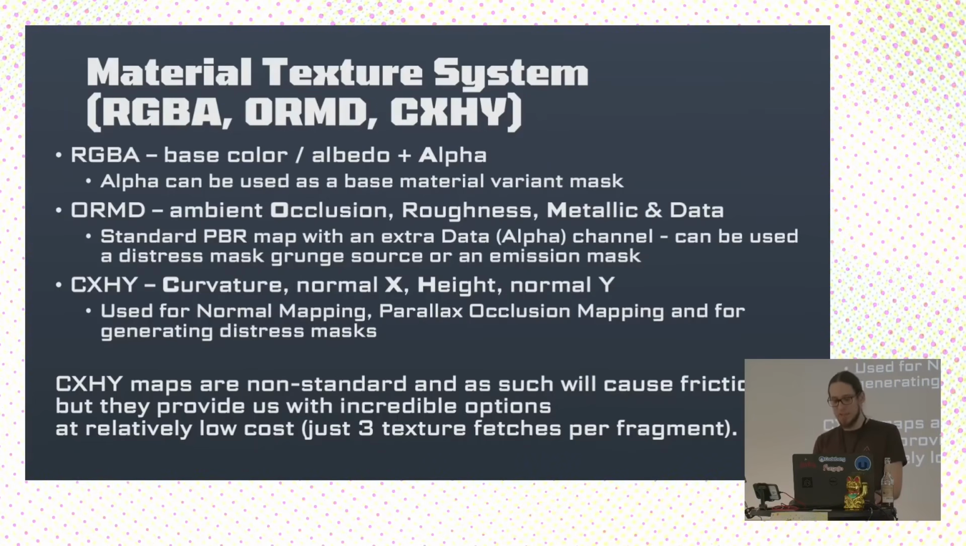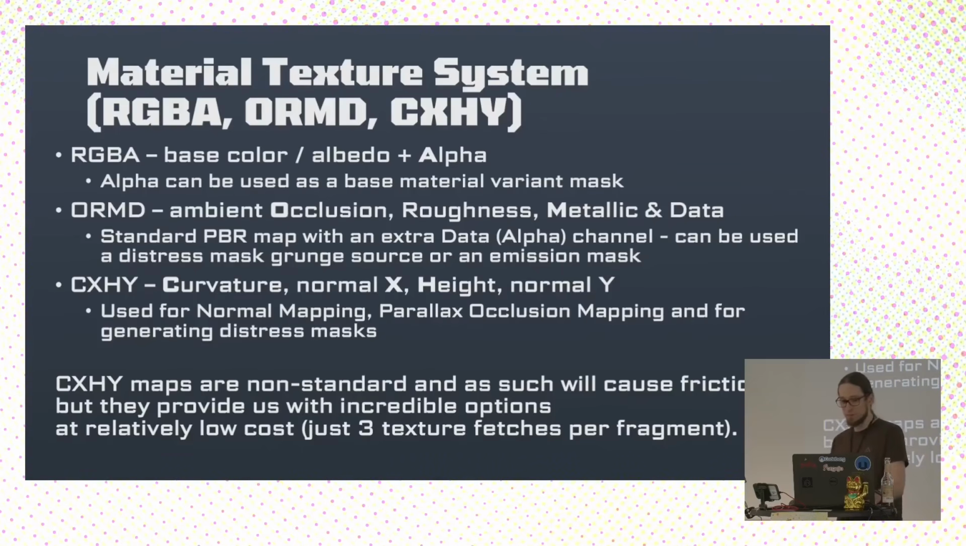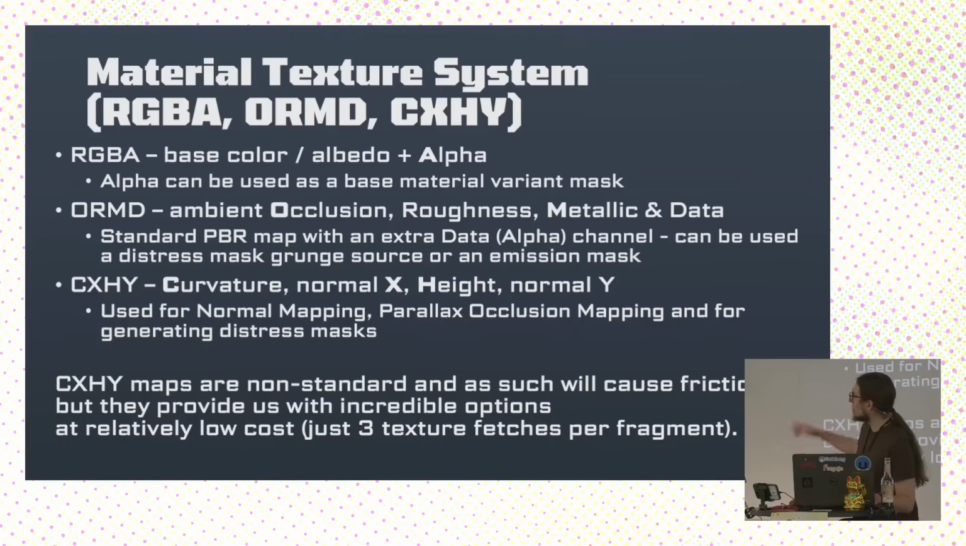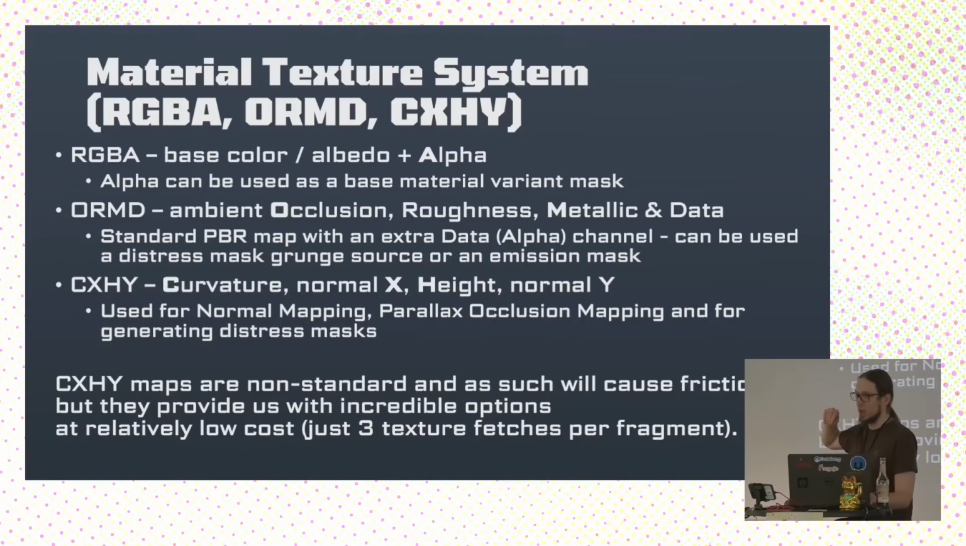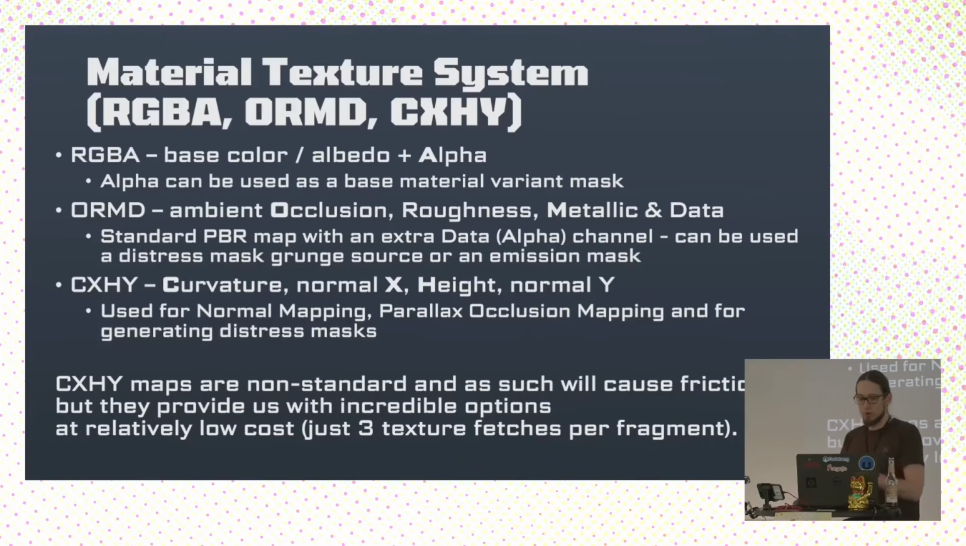And then, last but not least, CXHY, which packs curvature, normal, and height in a single texture. I sample this for parallax occlusion mapping to make it seem like there is actually 3D model detail where there isn't.